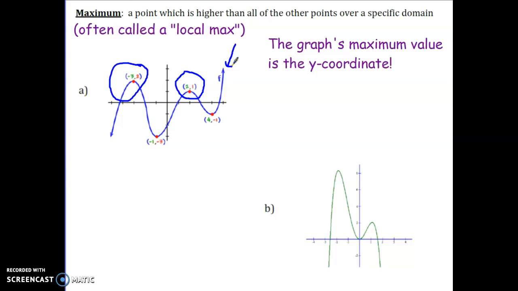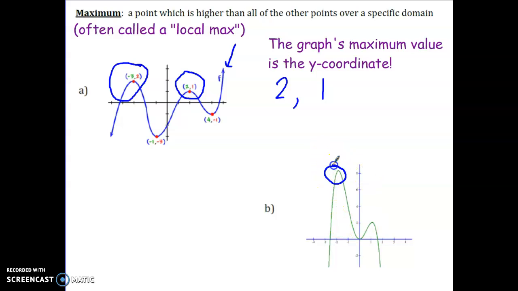So when you put these into Delta Math, it only wants the y value, because we say that the local maximum occurs at the x value and the maximum value is the y value. So I have two maximums in this graph. One of them is 2 and one of them is 1. So the maximum value of 2 occurs when x equals -3, and the maximum value of 1 occurs when x equals 2.